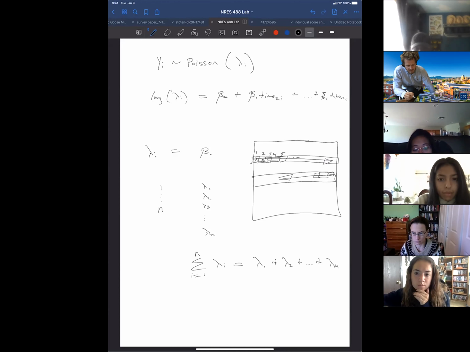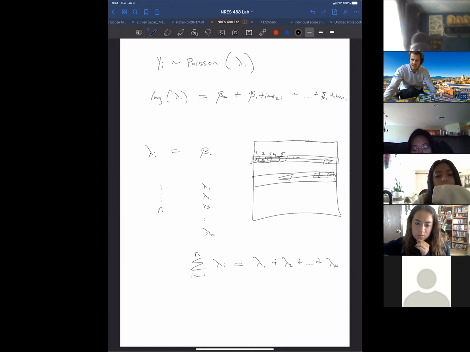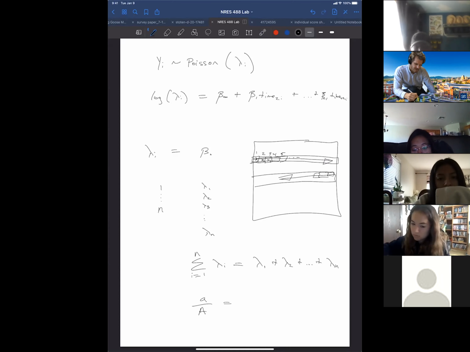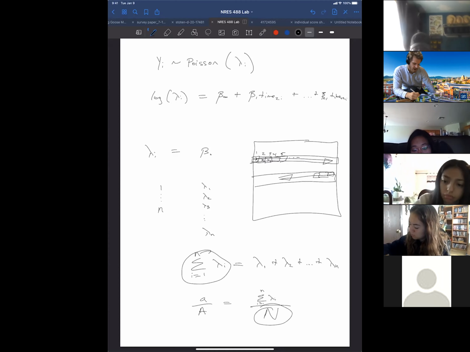Now, if you want the estimate for the entire bay, we're going to have to do exactly what we just did in class. So we have little a over big A, and this value is going to be your expected value of n. So you could say the sum of lambda i from i equals 1 to n divided by big N. And this is what you want. We know the problem told us that this equals 20%.